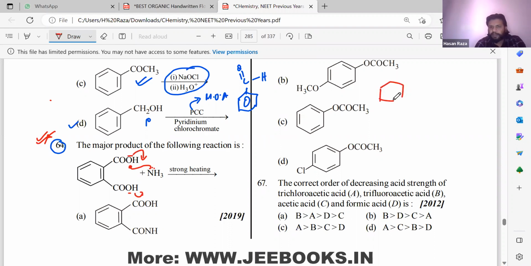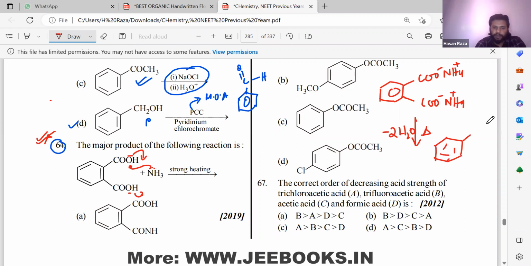This NH3 will give lone pair. It will make a coordinate bond with hydrogen, and it will be COO negative NH4 positive. Again, there will be the same COO negative and NH4 positive. And then a strong heating is there. That means 2H2O will be eliminated. That means you are going to remove 2H2O from here. So see in which it will be converted. It will be converted into CONH2. So basically, I just removed H2O from here and H2O from here. So it is converted into phthalimide.